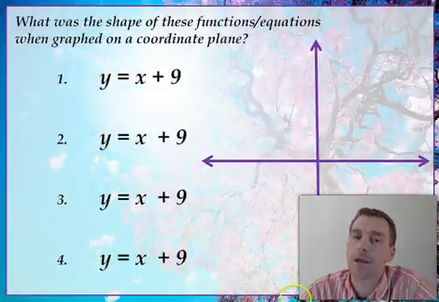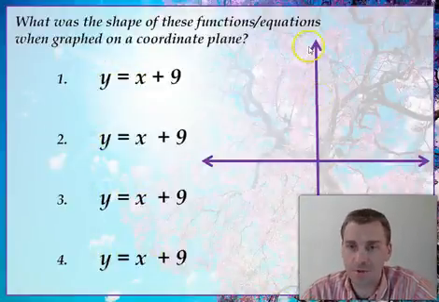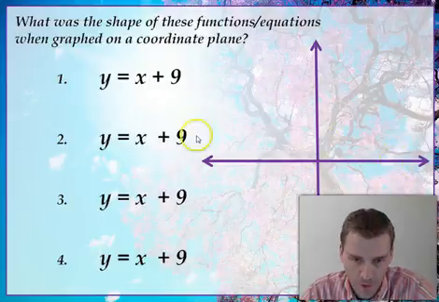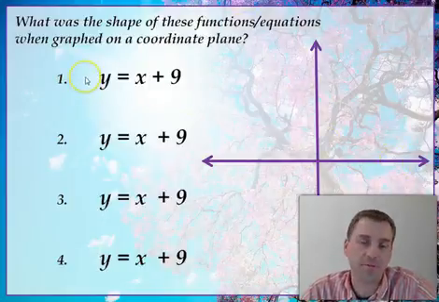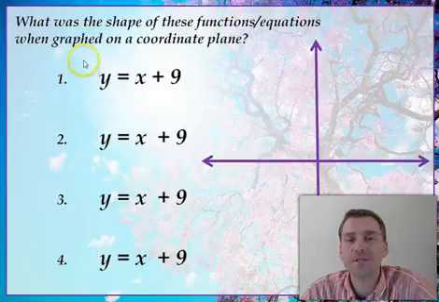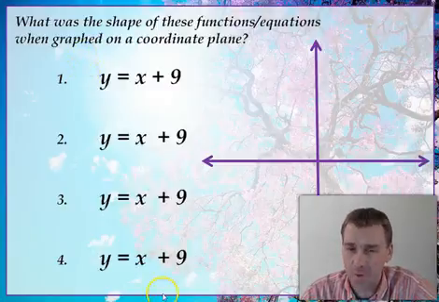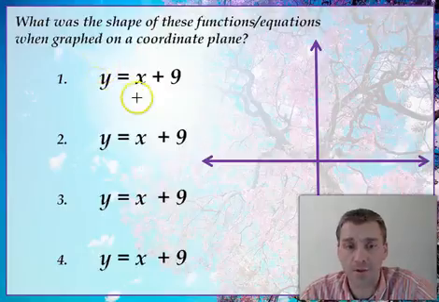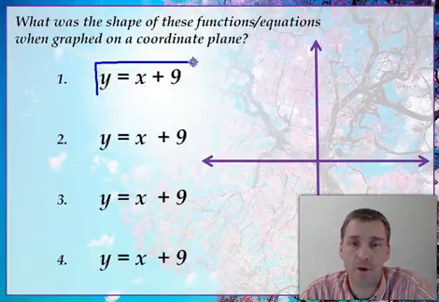A little stroll down memory lane, people. You can jot this down in your notes too. Draw a quick little sketch of an x and y axis. And these four equations right here, or functions, as I put f of x over here. What did these look like when I graphed them on the coordinate plane? Let's say I asked you to graph this one right here. What would this one look like on the coordinate plane?